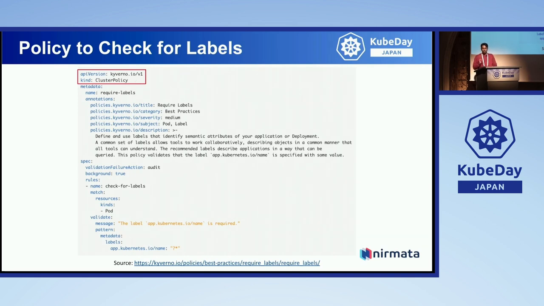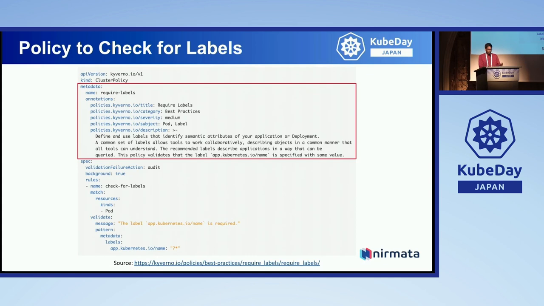Although we have two kinds of policies in Kyverno, one is a ClusterPolicy and the other is just Policy, which refers to any namespaced policy. So we can create policies that are applicable throughout the entire cluster, or we can also create policies that are applicable to just specific namespaces. And in that case, we won't be using a ClusterPolicy, but instead just a Policy. And the API version would be the same in that case as well.